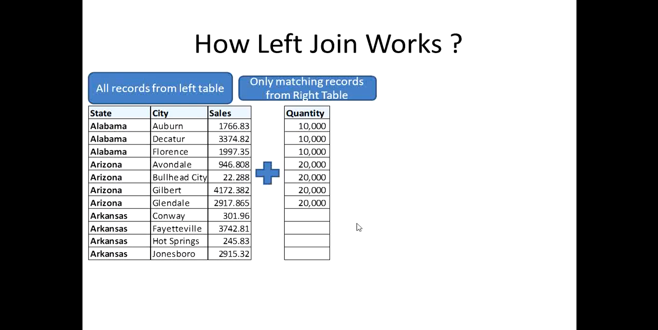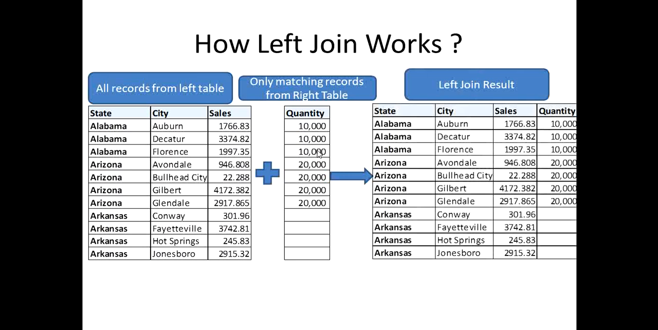Okay, and now look at the result. When it's fetching all the left table data and only the matching records from the right table, the resultant will be this data set. So this is my left join result. You see it got city, state, city sales along with the quantity. Okay, this is my left join result data set.